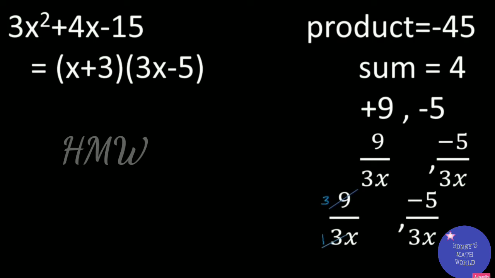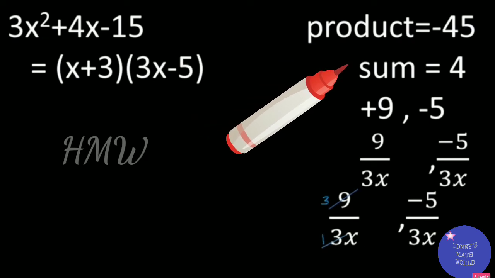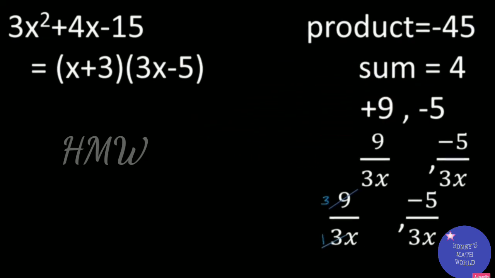3x square plus 4x minus 15. The product is minus 45 and the sum should be 4. The numbers are 9 and minus 5. When you multiply, you get minus 45. When you add, you get 4. So now what should we do? 9 by 3x, minus 5 by 3x. From where did you get the 3? The coefficient of x square.